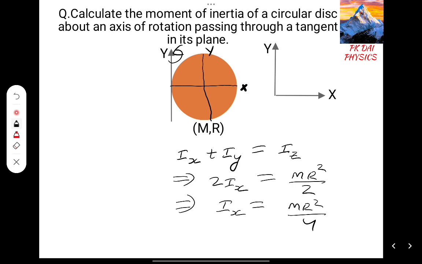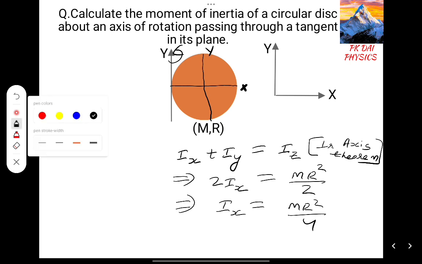Here we have used the perpendicular axis theorem. Now we will use the parallel axis theorem in order to find our answer, that is, for this axis of rotation.